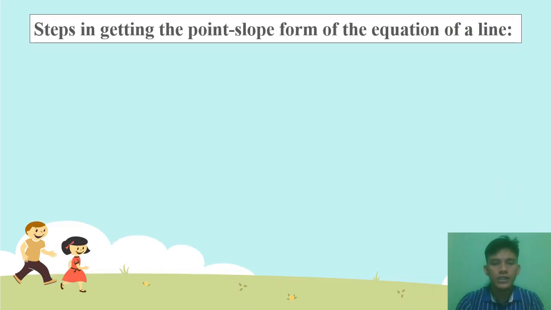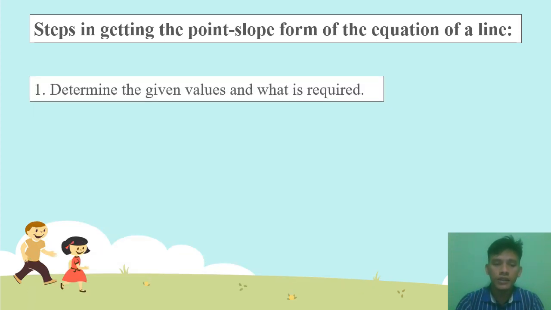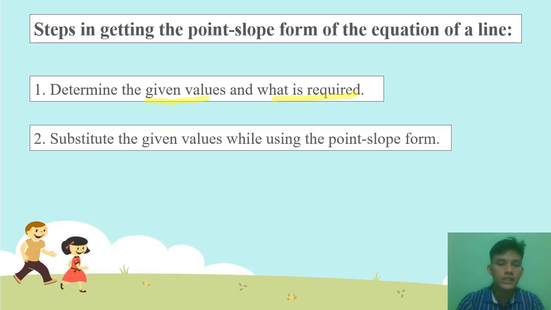Steps in getting the point slope form of the equation of the line. First step, determine the given values. So you need to determine the given values and what is required. Number 2, substitute the given values while using the point slope form. Number 3, simplify. Your final answer must be in simplest form. You need to simplify everything.